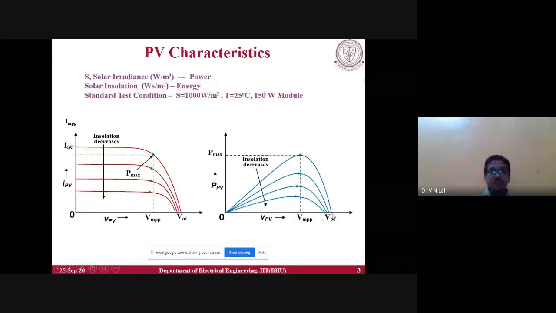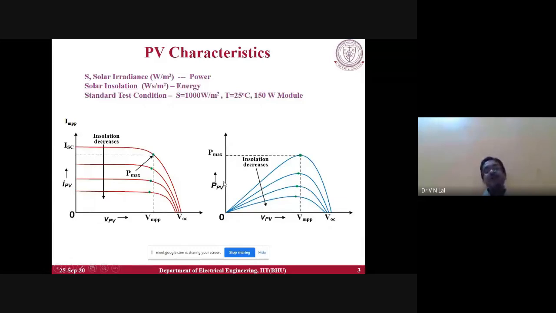When we proceed from short circuit to open circuit voltage, there is only a single point at which maximum power is generated. The voltage there is known as VMPP, voltage at maximum power point, and the corresponding current is known as IMPP. This I'm not showing here. So the specification of any module will have ISC, VOC, IMPP and VMPP, and this is for constant solar irradiance.